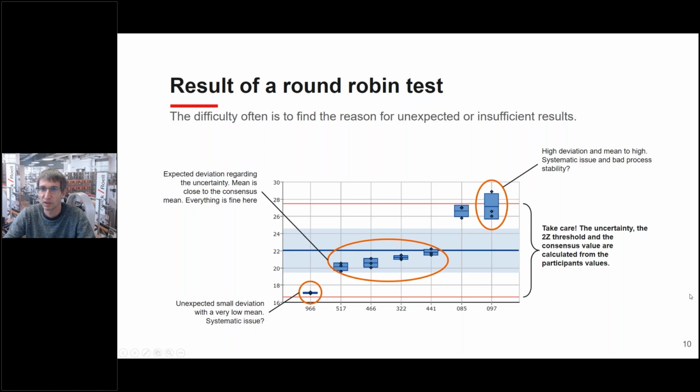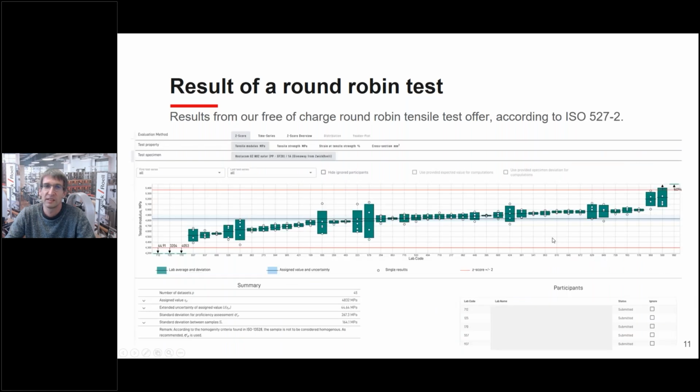And now let's have a look at a larger one. This is a round-robin test currently running on labXplore. We have a free of charge marketing action running at the moment, so in this round-robin, you can take part. It's a tensile test on plastics according to ISO 527. And there are a few specimens left; a few words later on how you can get these.